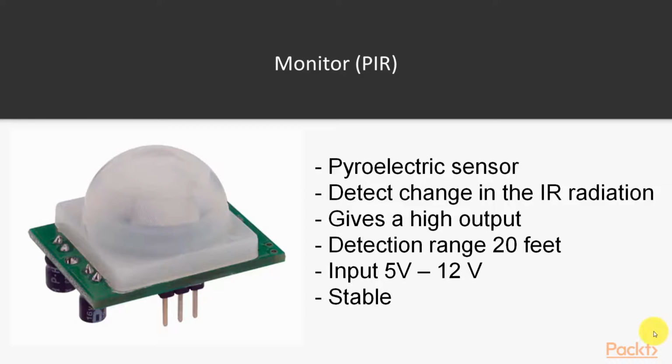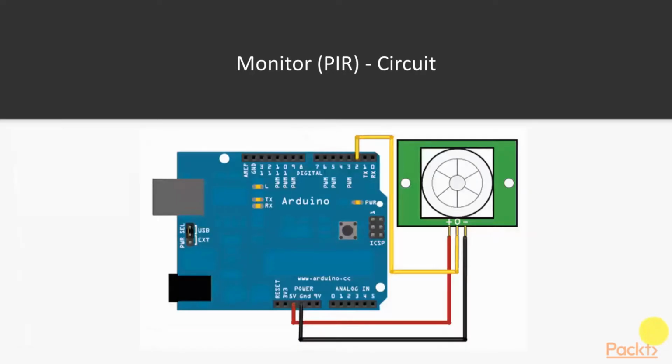The detection range is about 20 feet. You can give it about 5 volts, 12 volts, and it's quite stable. One thing to keep in mind is this does not penetrate any walls. So if you want to detect motion outside a wall, this is not going to be the one for you.